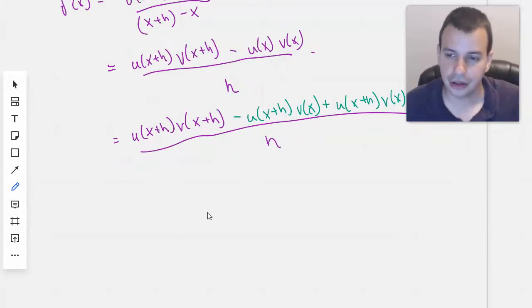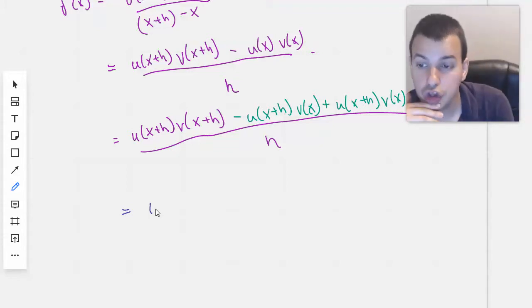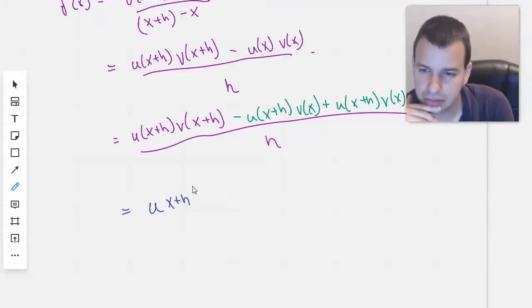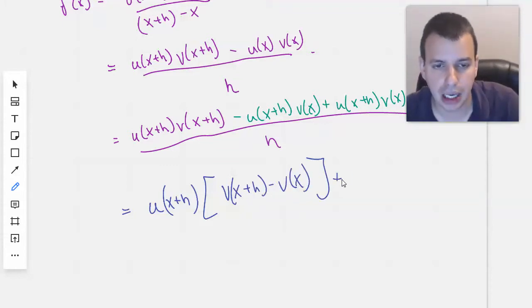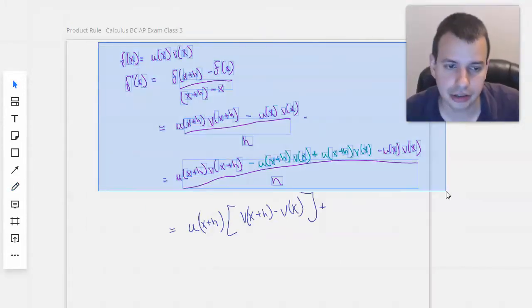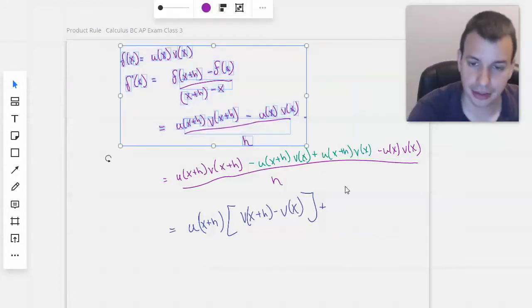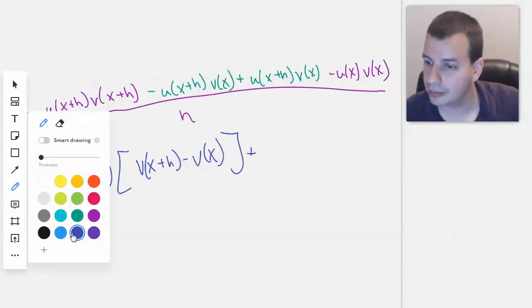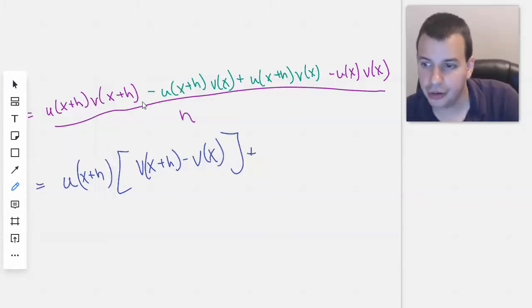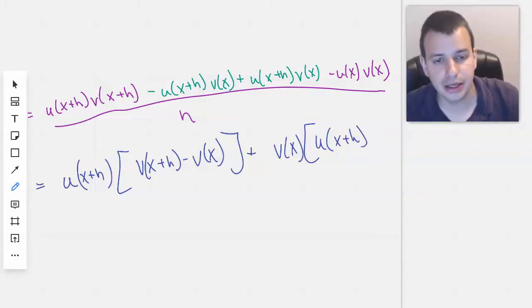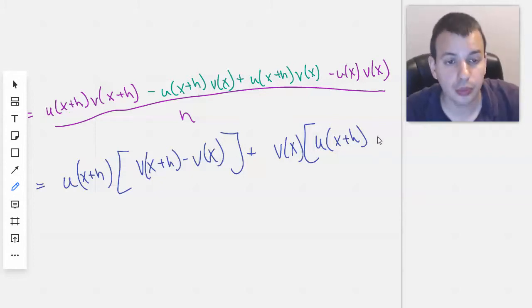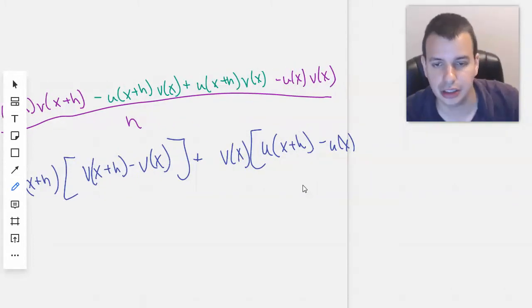You throw this in there, you look at this, you're like, okay, so let's take u of x plus h, multiply by v of x plus h minus v of x, plus, and let's clean these things up a little bit. Get rid of those. There we go. Back to blue. So we factored out the u of x plus h. Now we need to factor out the v of x. So then we have u of x plus h minus u of x.